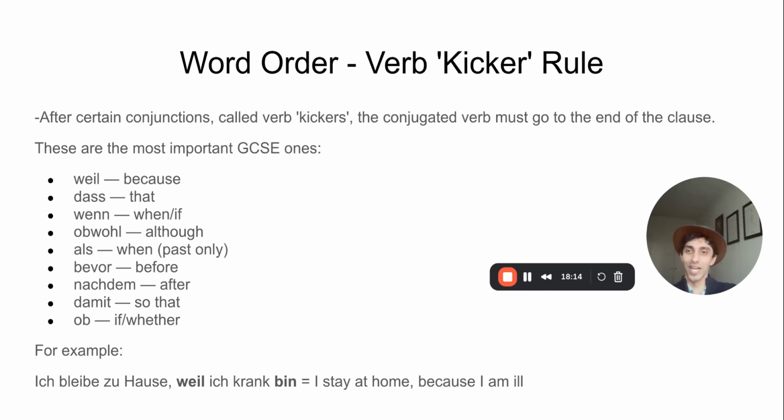There is a stereotype about how when you're reading or listening to German, for instance, you often have to wait right until the end of the clause or the sentence to find out what is actually happening, because that's where the verb goes. That's often the case in German, and this is one of those instances where the main verb, the conjugated verb, is pushed right to the end of the clause or the sentence. And that happens specifically after these conjunctions, which are called verb kickers precisely because they, of course, kick the verb to the end of that clause.